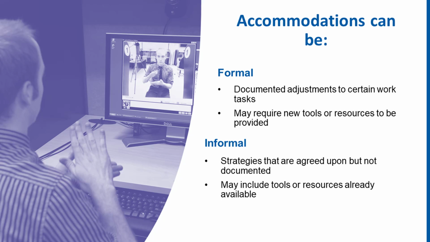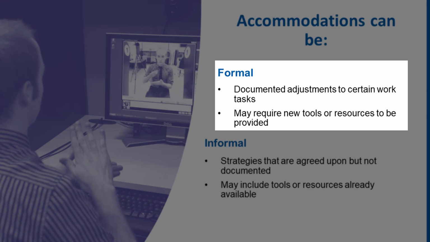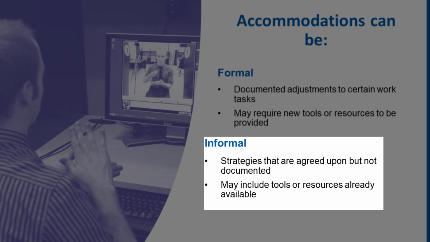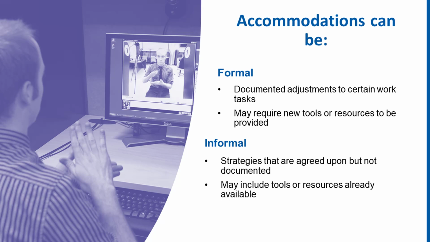Accommodations are often grouped into two categories, formal and informal. Formal accommodations are documented adjustments to certain work tasks and may require new tools or resources to be provided. Informal accommodations are strategies that are agreed upon but not documented, and may also include tools or resources already available to you. Here are some examples of formal accommodations.